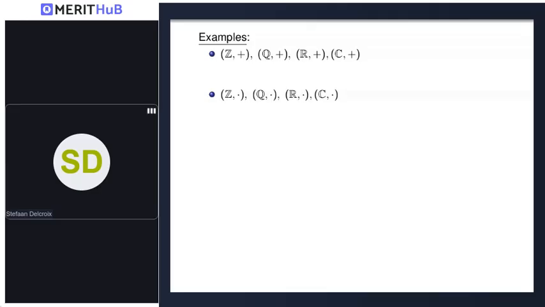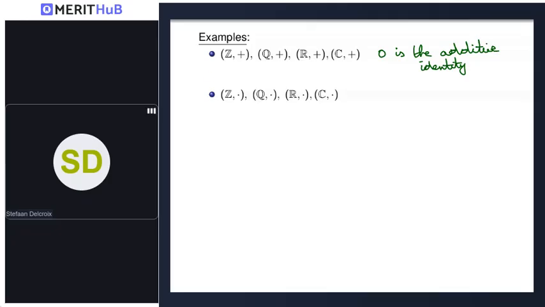Zero. Now, because numbers have 2 operations, addition and multiplication, it's important to mention which one you really are talking about. So here, 0 is the additive identity, and 0 is in all those sets. It's an integer, it's a rational number, it's a real number, it's a complex number. However, you might notice that the natural numbers are missing.